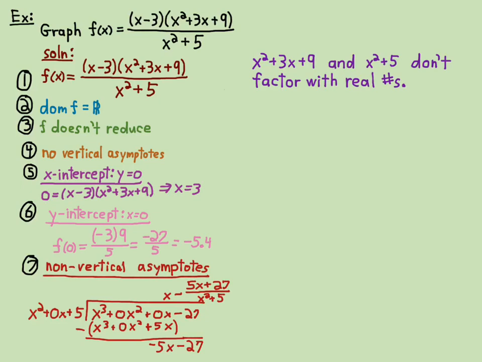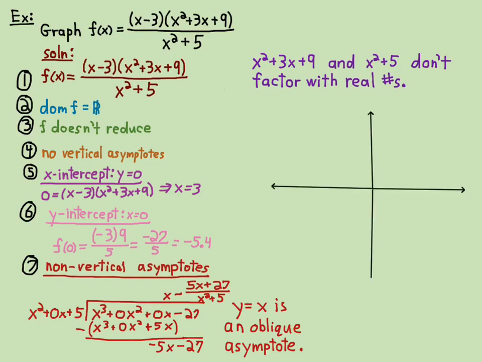Now that fractional part I don't really care about, because as x becomes a large magnitude number, that fractional part becomes 0, because the degree is 2 in the denominator and 1 in the numerator, right? So I just get y equals x, and so that's the asymptote. It's an oblique asymptote, y equals x. Okay? So one reason I'm doing this example is so you could see that oblique asymptote business.